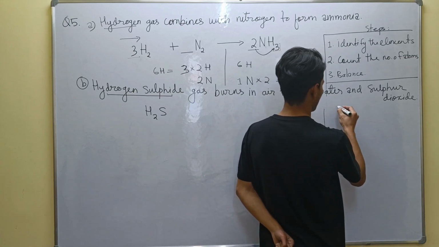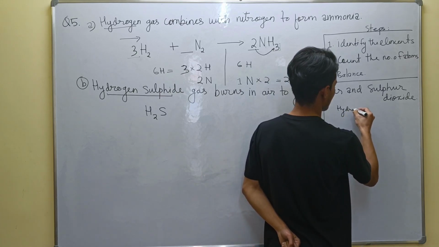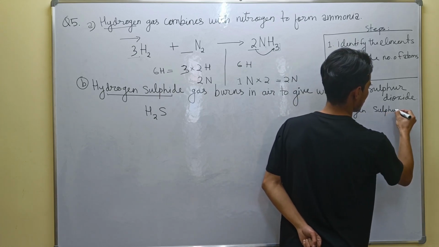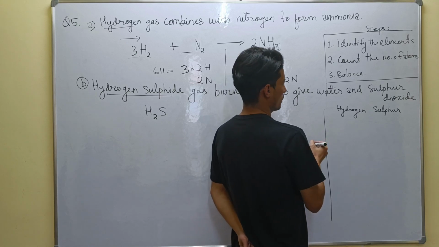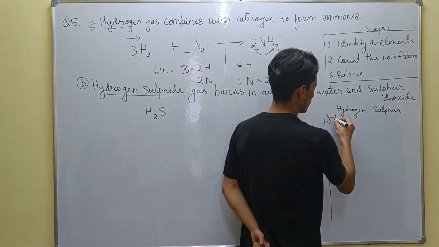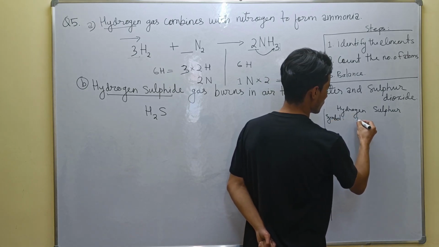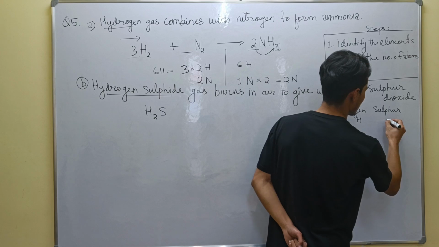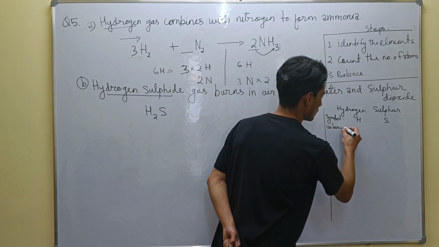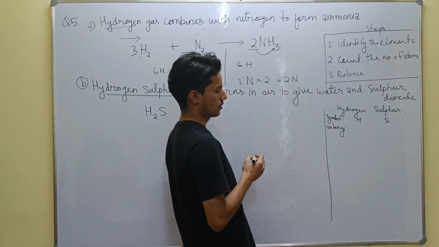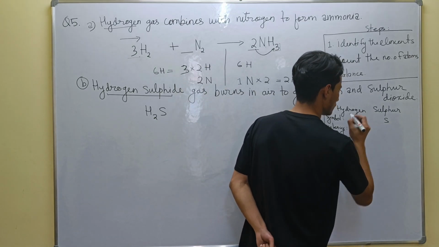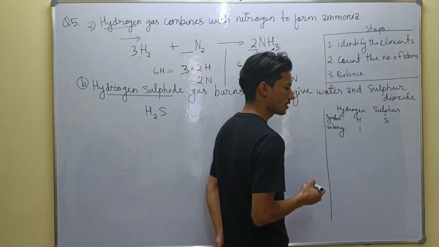So write hydrogen sulfide: hydrogen, and sulfide means sulfur, so write sulfur. Next what you have to do is write the symbol. So write the symbol of hydrogen, which is capital H. Write the symbol of sulfur, which is capital S. And below that you will write valency. So what is the valency of hydrogen? Hydrogen having atomic number 1, valency is 1. Sulfur has valency 2.